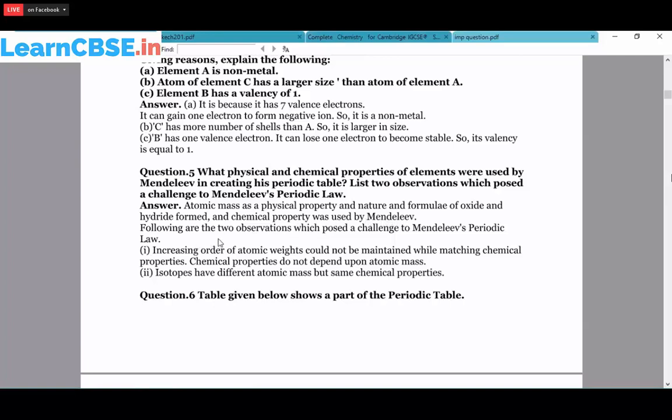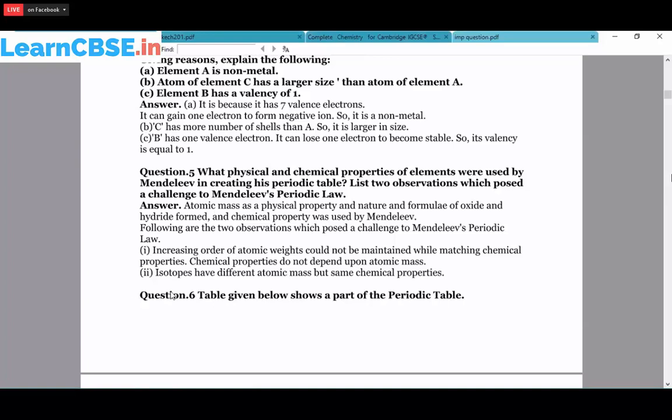Mendeleev. So the following are the two observations which posed a challenge to Mendeleev's periodic law. The increasing order of the atomic weights could not be maintained while matching the chemical properties. So the chemical properties do not depend upon the atomic masses. What he did here was, when the atomic weights were increasing, he could not match them up with the chemical properties because they were changing. So that is the challenge faced by Mendeleev.